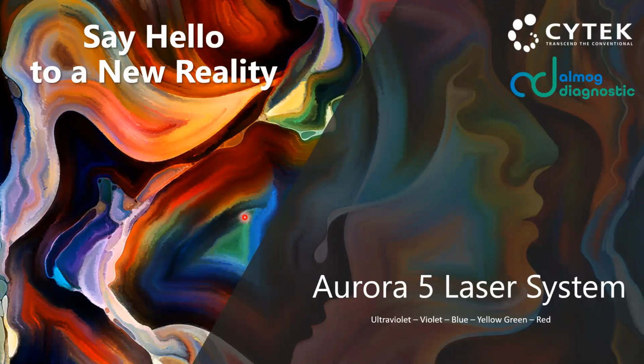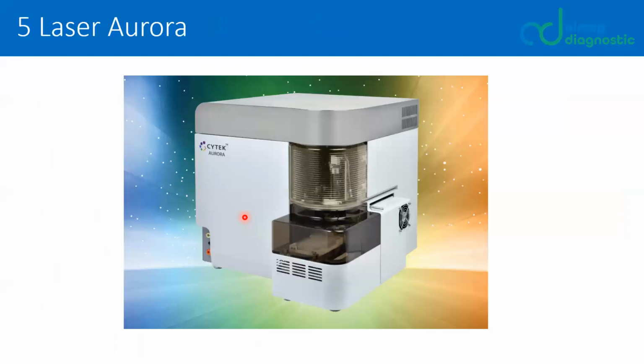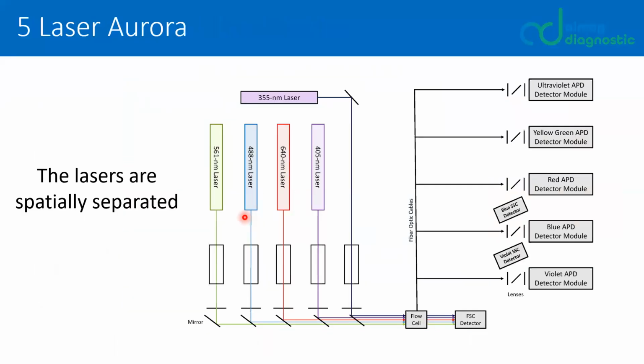So now we will briefly look again into the Aurora 5 laser system in order to understand its performance characteristics. Here we have 5 lasers that are spatially separated, and we have 5 detector modules. Each laser has its own detector module, and we have 2 side-scatter detectors. One is under the blue laser, and the second one is under the violet laser. And this is what enables us to analyze small particles.